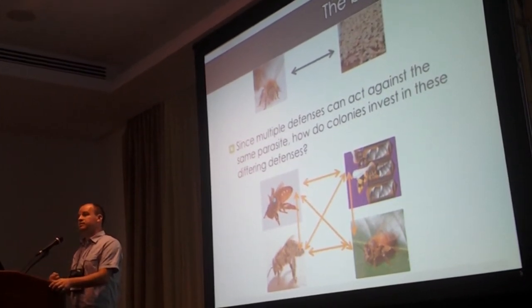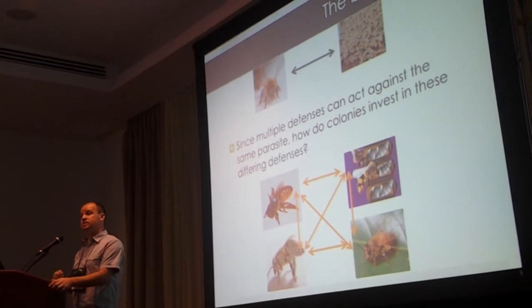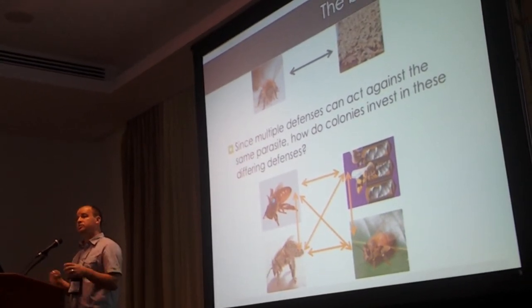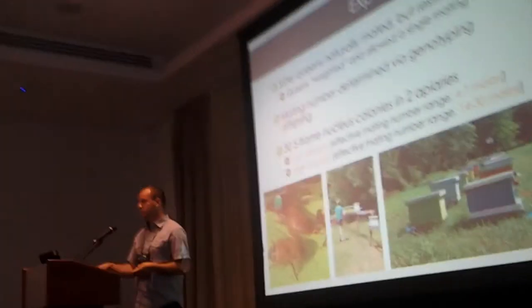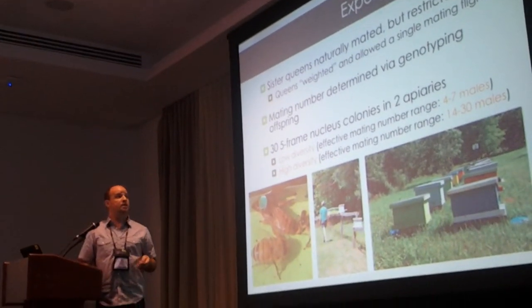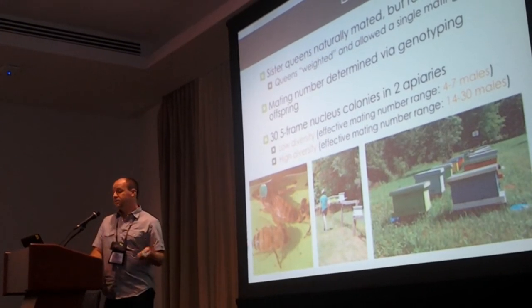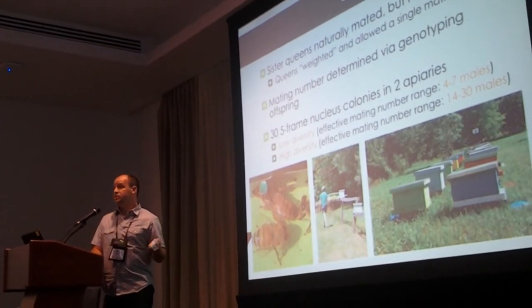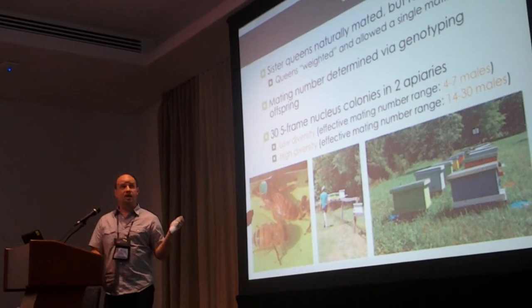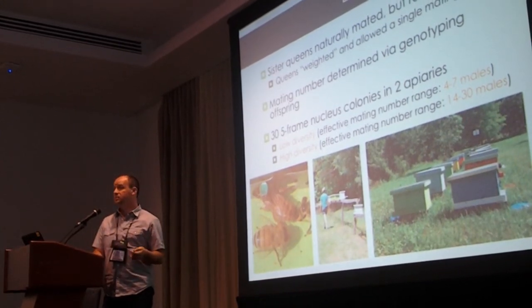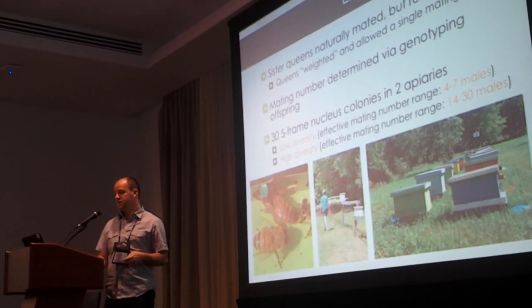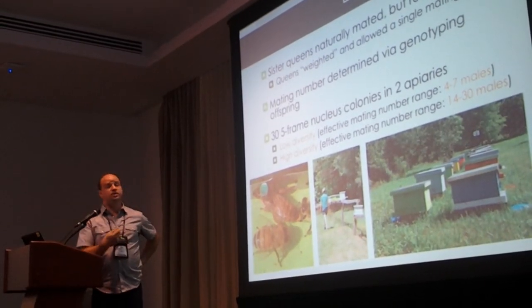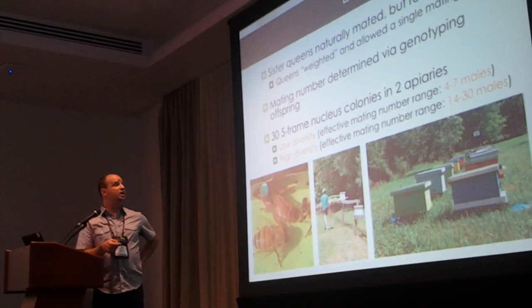What's the evolution of parasite disease resistance in honeybees, and are there trade-offs between these different defenses? To tackle this, I set up a series of colonies headed by sister queens that had undergone restricted natural mating so that we could have variation in genetic diversity. This genetic diversity was determined by genotyping offspring.